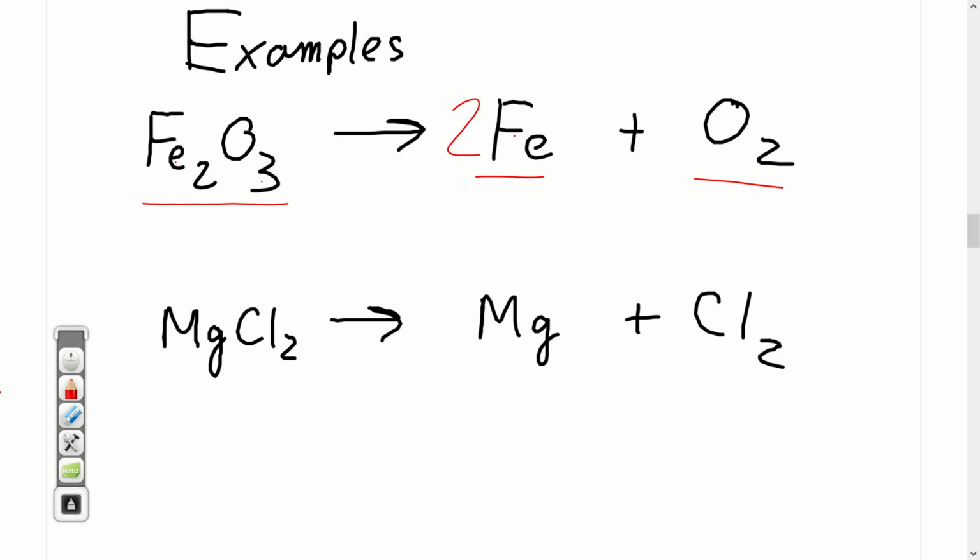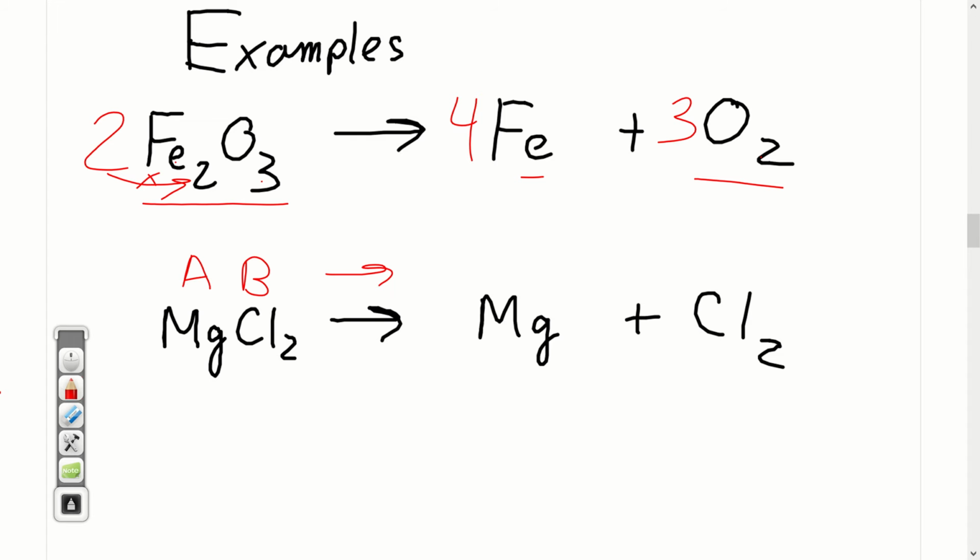Remember, that's a very common situation, 2 and 3, raise them to 6. So I need to put a 2 out in front of Fe2O3, a 3 in front of O2. But now I have 4, 2 times 2 is 4 irons. So there we go.